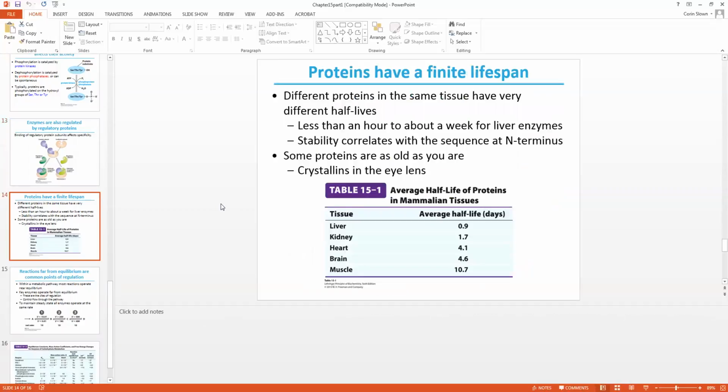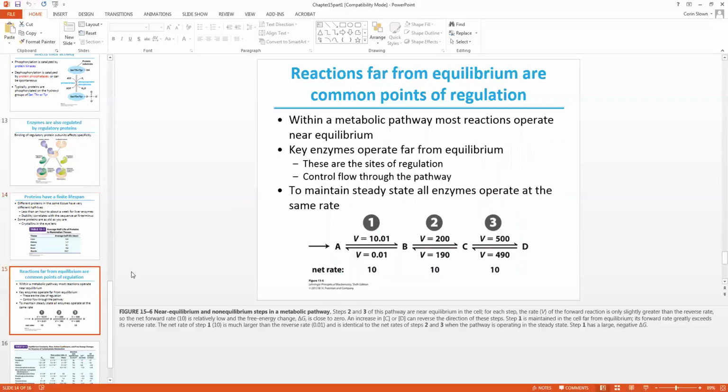And then the last piece is that proteins have a finite lifespan. So different proteins in the same tissue can have very different half-lives. So less than an hour to a week for liver enzymes. That stability correlates with the sequence really observed at the N-terminus. And then some proteins are actually as old as you are. So for example, the crystallins in the lens of your eye. So if you look at the average half-life of proteins in mammalian tissues, you can actually see for kidney, those are 1.7 in terms of days. For the heart, 4.1. For muscle, 10.7.